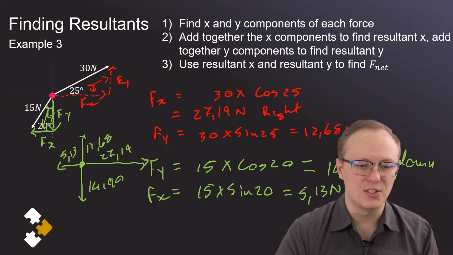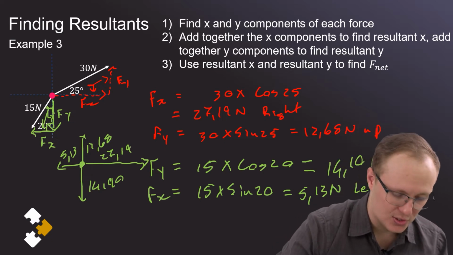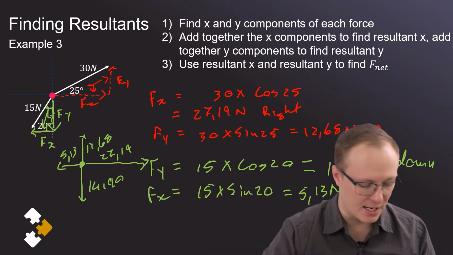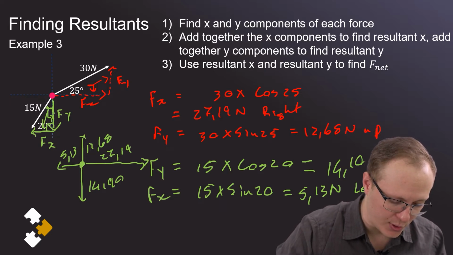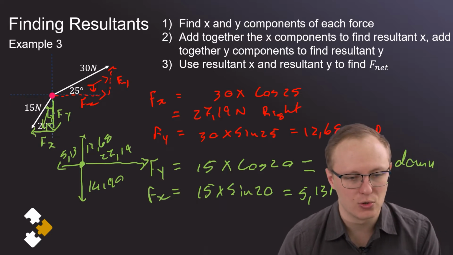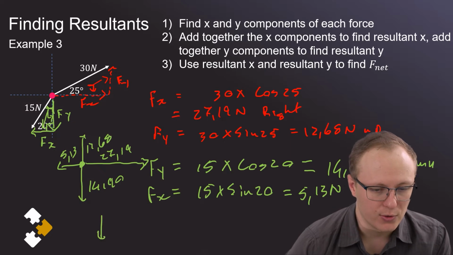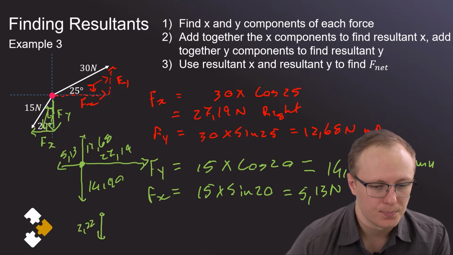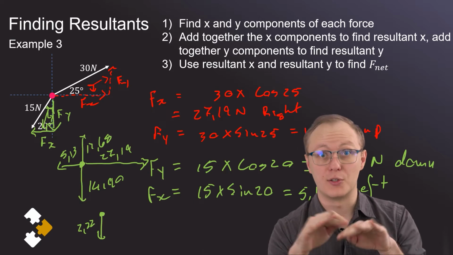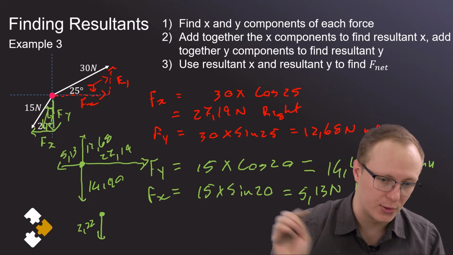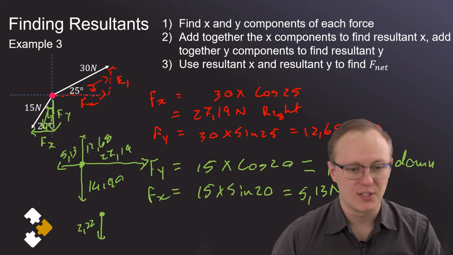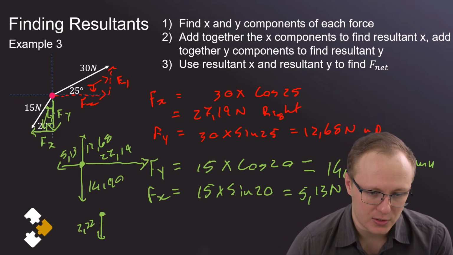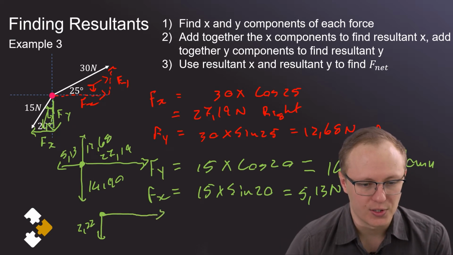Okay, so now it's easy. We just add up the x and y components. So for the y components, I'm going to take down as positive. So 14.9 minus the 12.68 is going to give us 2.22. Okay, so we've got 2.22 going down. And then for the horizontal vectors, I'm going to take rightwards as positive. So 22.19 minus the 5.13 is going to give us 17.06. So then 17.06 is going that way.